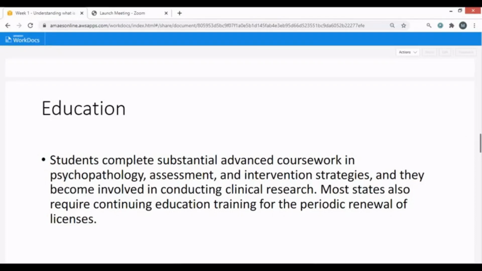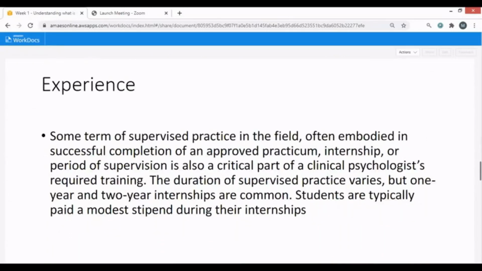So aside from the legality and the education, another requirement for you is to have the experience. Some term of supervised practice in the field, often embodied in the successful completion of an approved practicum, internship, or period of supervision, is also a critical part of clinical psychologists' required training. The duration of supervised practice varies, but one-year and two-year internships are common. Students are typically paid a modest stipend during their internship.